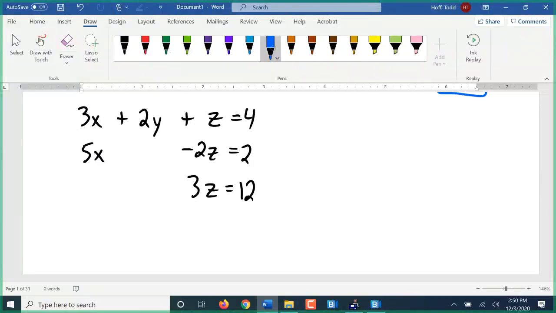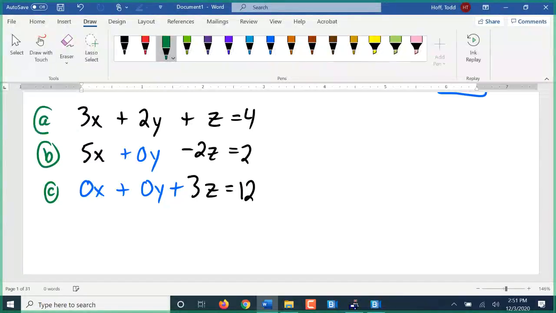But if we insist on using elimination, which I'm going to right now, we have to put in the 0y there and the 0x and 0y down here. That's a positive 3z, so I put plus in front of it. And now we can use elimination to solve this. Well, really, since the only variable in equation C is z, the only thing I can eliminate is the z.